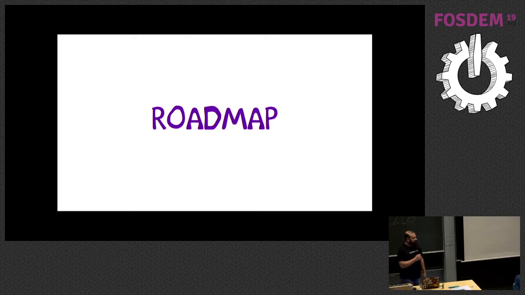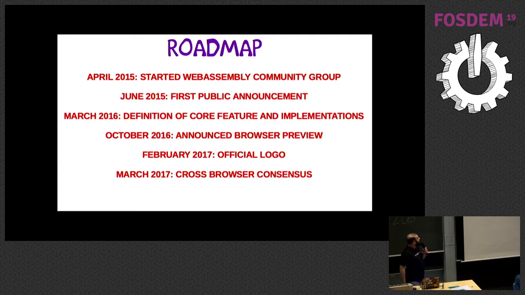At this moment, WebAssembly is an MVP. Let's see the past milestones of WebAssembly and its history. In April 2015, the WebAssembly community group was born. In June, there was the public announcement of the technology. In March 2016, they defined the core features and how to implement them. In October, they announced the browser preview of WebAssembly. And in March 2017, WebAssembly reached cross-browser consensus.